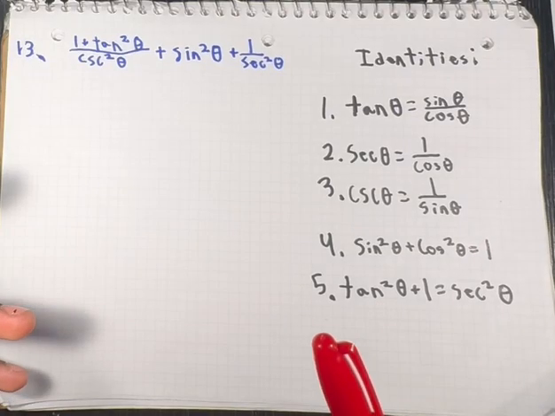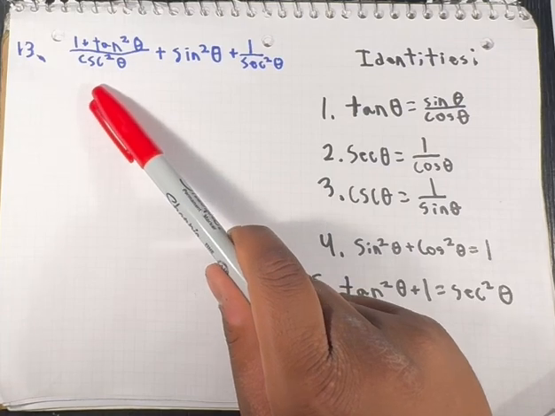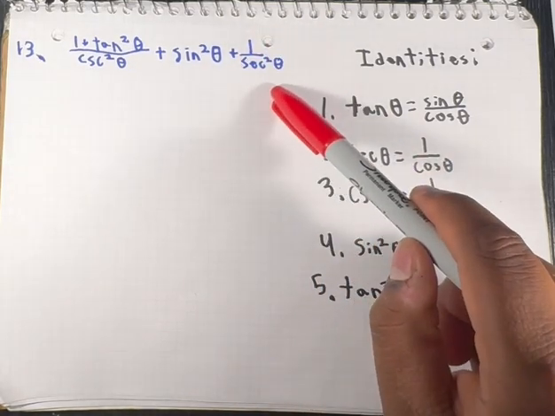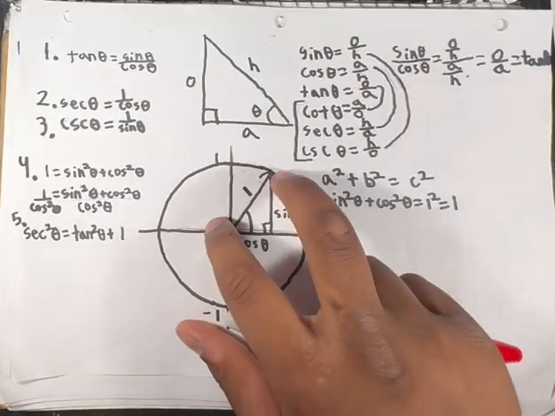For question 13, it's to simplify (1 plus tan squared theta) over cosecant squared theta, plus sine squared theta, plus 1 over secant squared theta. Now, in order to do this, we need a couple of trigonometric identities. First, let's go over them.